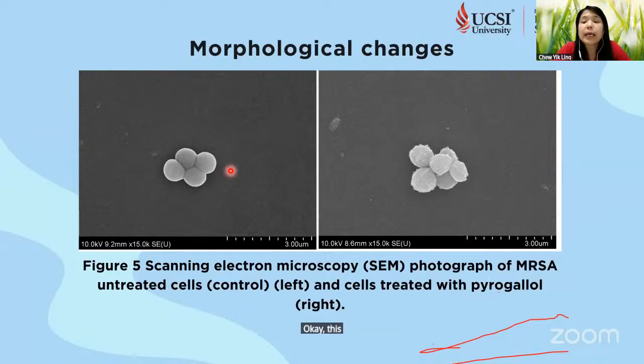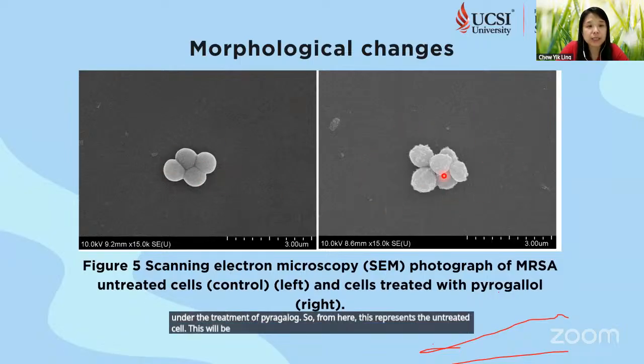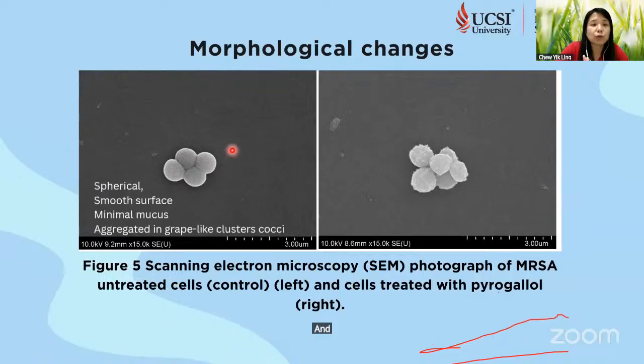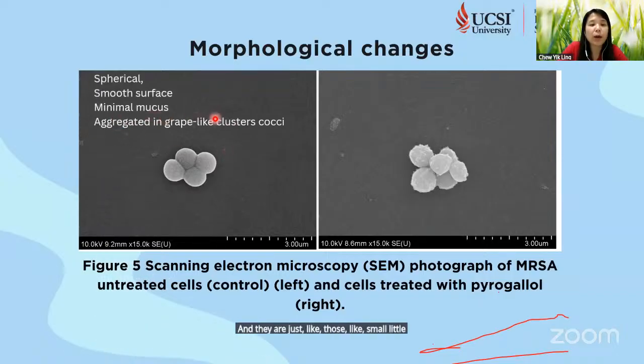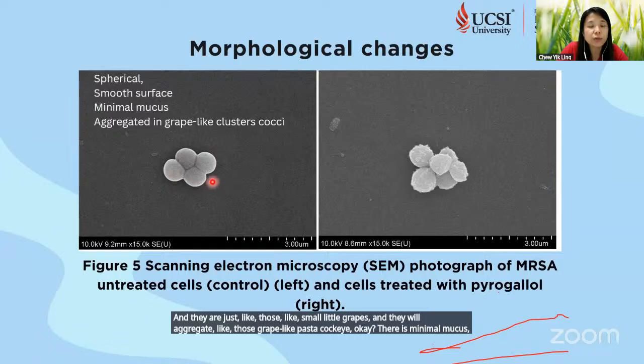Okay, this is a scanning electron microscope image under the treatment of pyrogallol. From here, this represents the untreated cell, and this will be the treated cell. So the untreated cells, like what I have shown you just now, are very round with a very smooth surface, just like small little grapes, and they aggregate into grape-like clusters of cocci. Okay, there is minimal mucus on the surface of the cell.